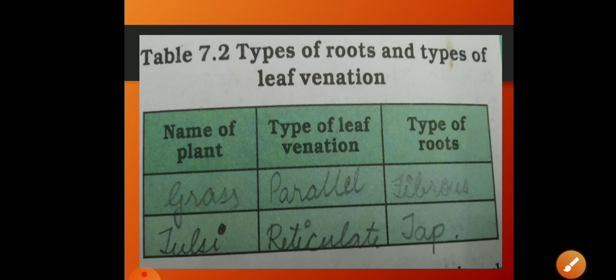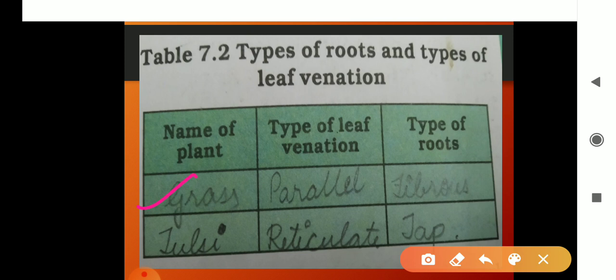Now next, this is a table given in your book, types of root and types of leaf venation. You have to write the name of the plant and then find out the venation and types of root. I have already filled in grass. The leaf venation found in grass is parallel, and the type of root will be fibrous. And tulsi or basil has reticulate venation and the root system will be the taproot system, and you can fill in any other plants also.